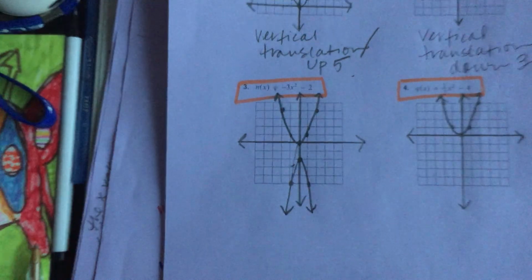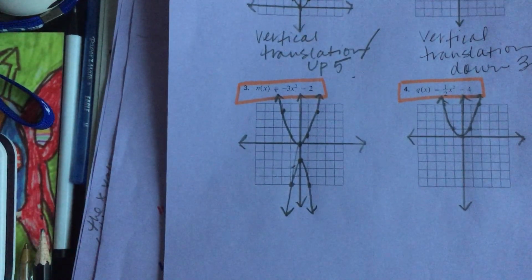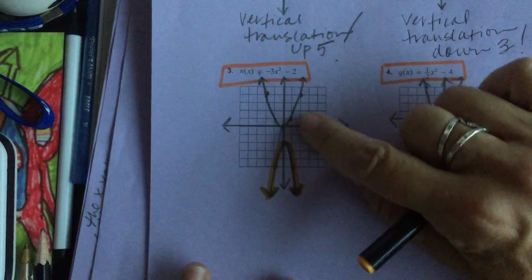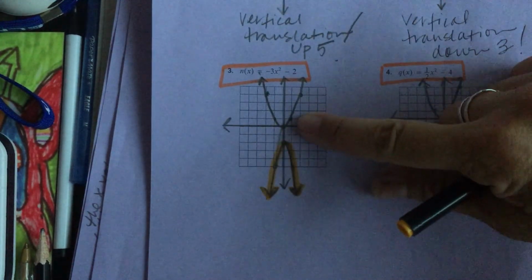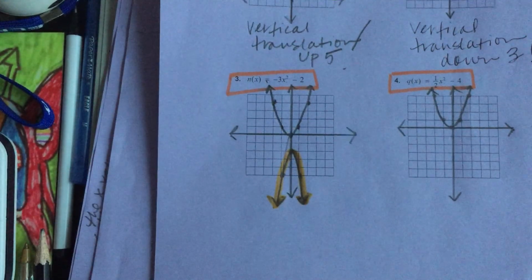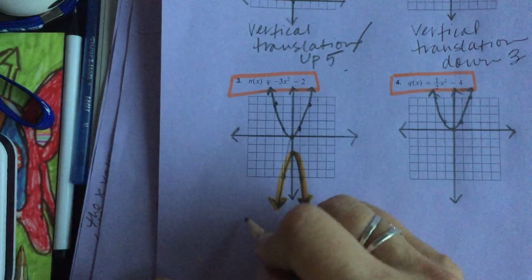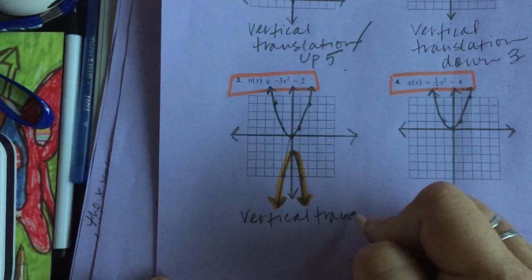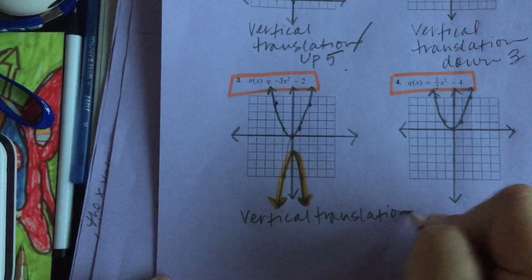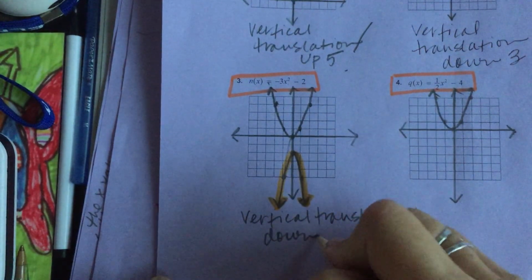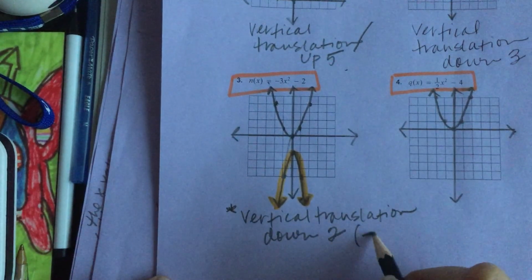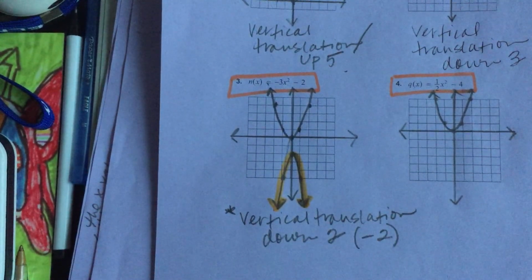Now, let's first look at how the vertex got where it is. How do we describe how the vertex moved? Vertical translation down 2. Hold on, we got some more. Vertical translation down 2. I'm going to put in here that's the -2, right?